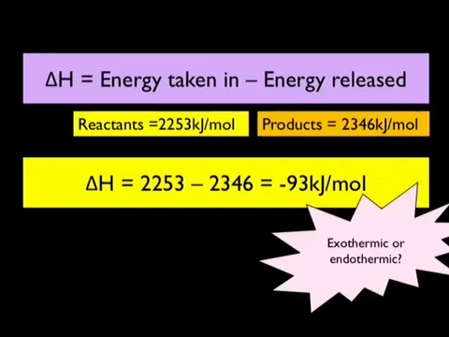So is this exothermic or endothermic? Well, as it is a negative value, this reaction is exothermic. We can go further by explaining how exothermic it is. Minus 93 is quite a small number, therefore this would be a slightly exothermic reaction. If we compare it to the value we found for the formation of water, which was a much larger negative number, then the reaction to form ammonia is less exothermic than the reaction to form water.